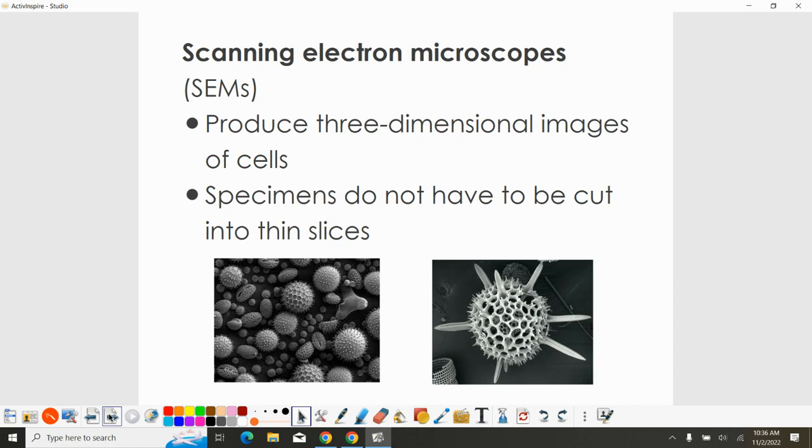Scanning electron microscopes, SEMs for short, allow us to produce three-dimensional images. The object is coated with a thin layer of metal, and then a beam of electrons is used to scan over it and produce a three-dimensional image. So rather than just seeing a thin slice of what you're trying to look at, you see the whole object in three dimensions. It gives us great detail on what the object really looks like.